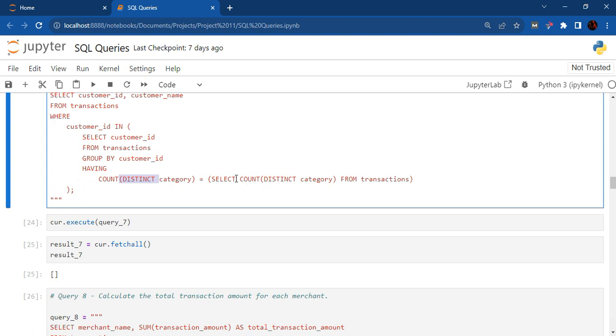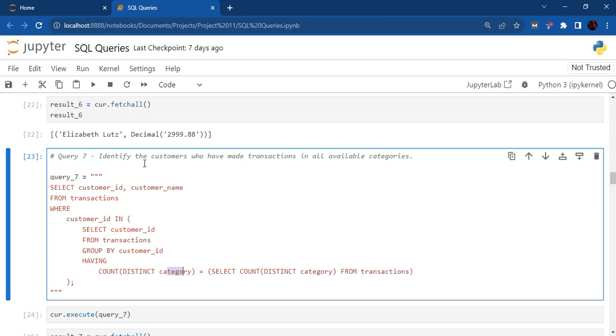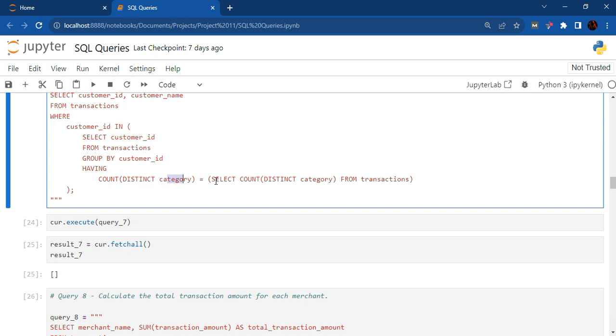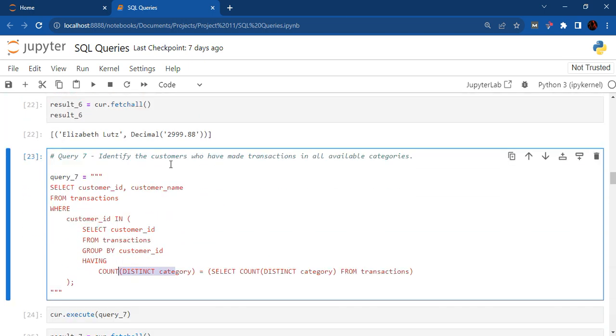Okay, let me explain this. We are selecting the count of the distinct categories from our table to make sure it equals the count of the category. The reason for this is you have to identify a customer who has made transactions in all available categories. We're trying to make sure that this place is equal to this. I will run that to see. Obviously we have an empty result because there was no customer who made transactions in all available categories.